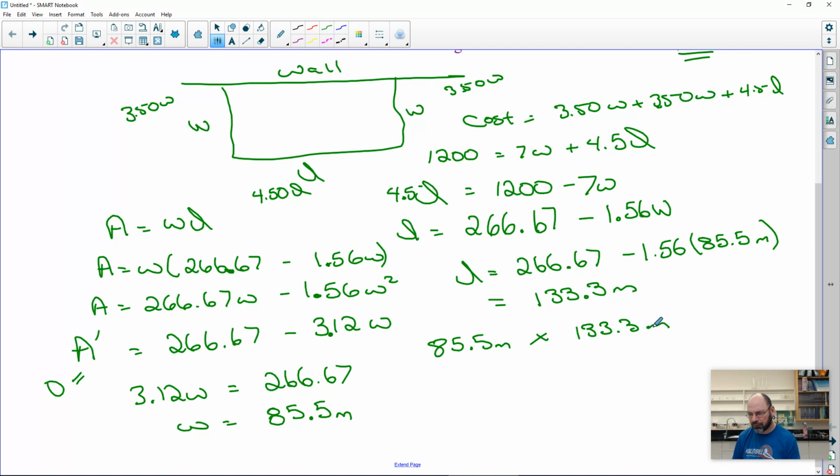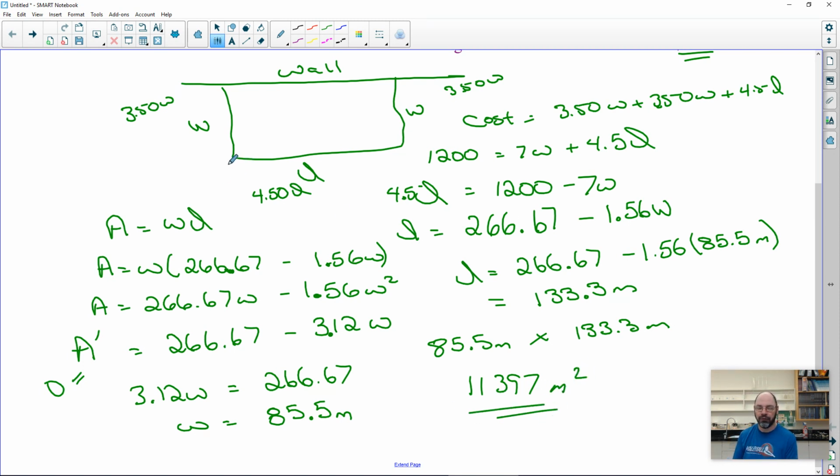133.3 meters. If we wanted to figure out what the area is in square meters now for the $1,200, we go 133.3 times 85.5, and we get 11,397 or so square meters. So 11,397 square meters to the nearest meter. So I'm rounding it off.